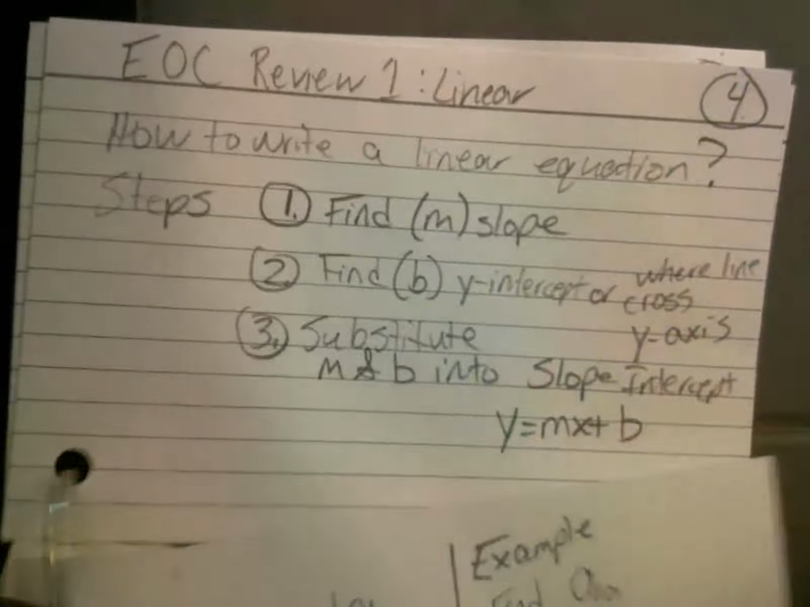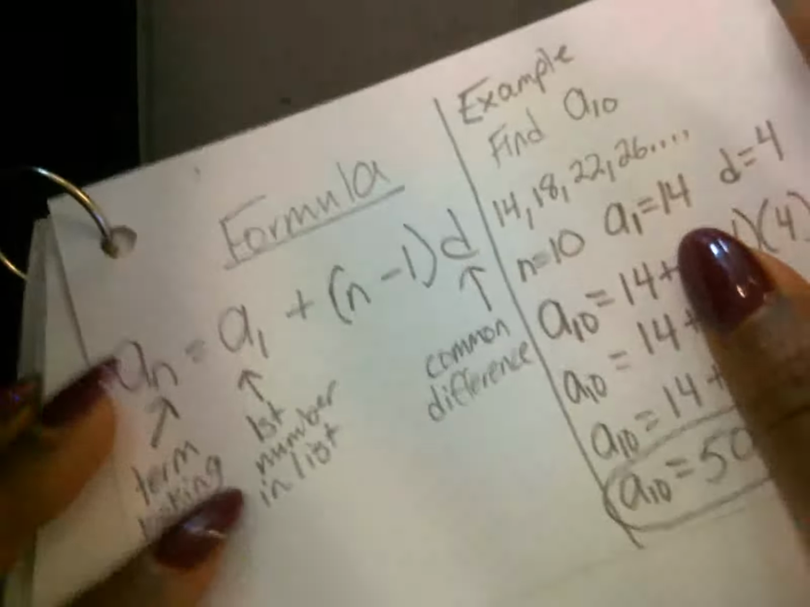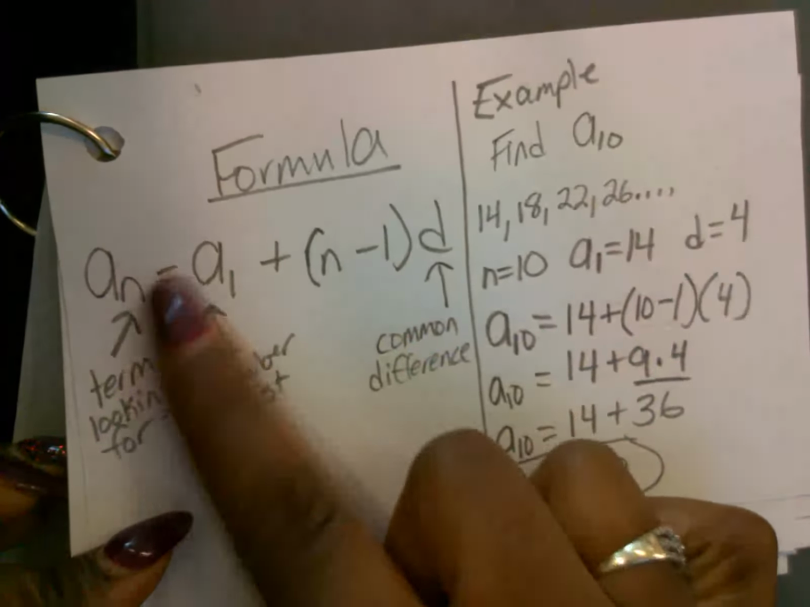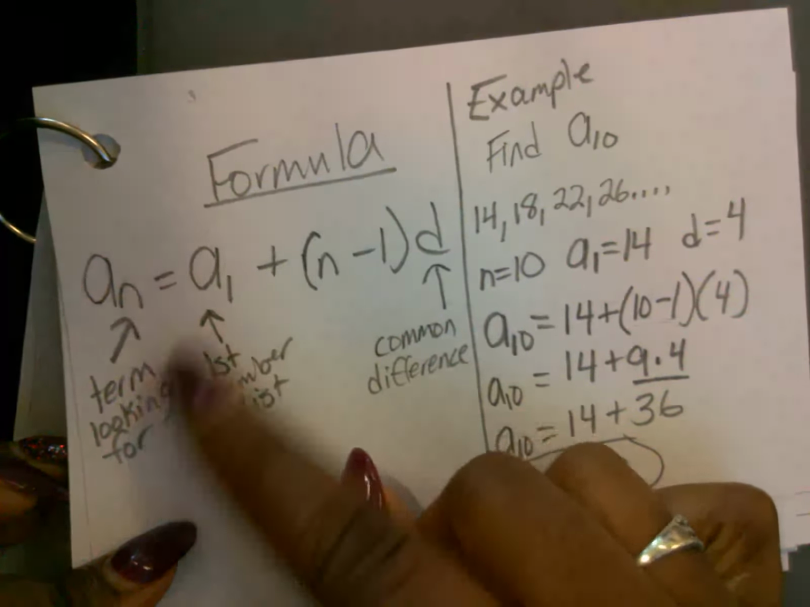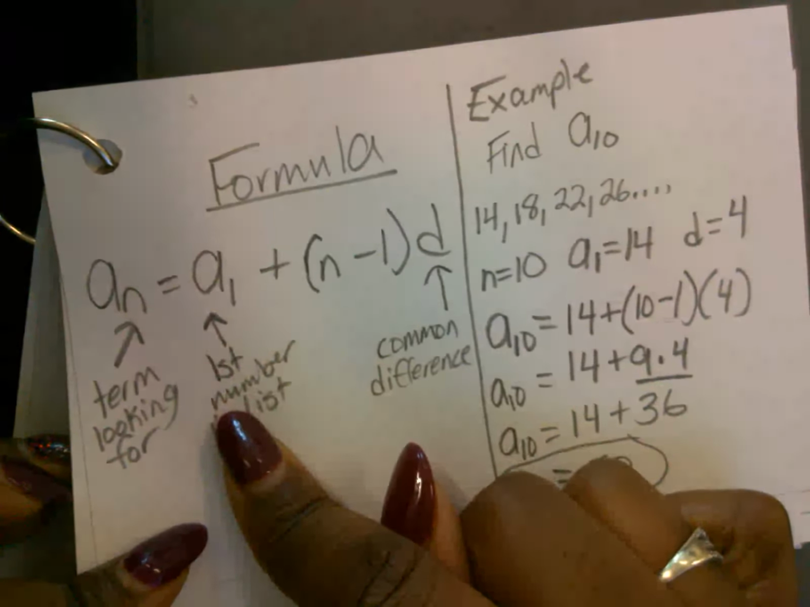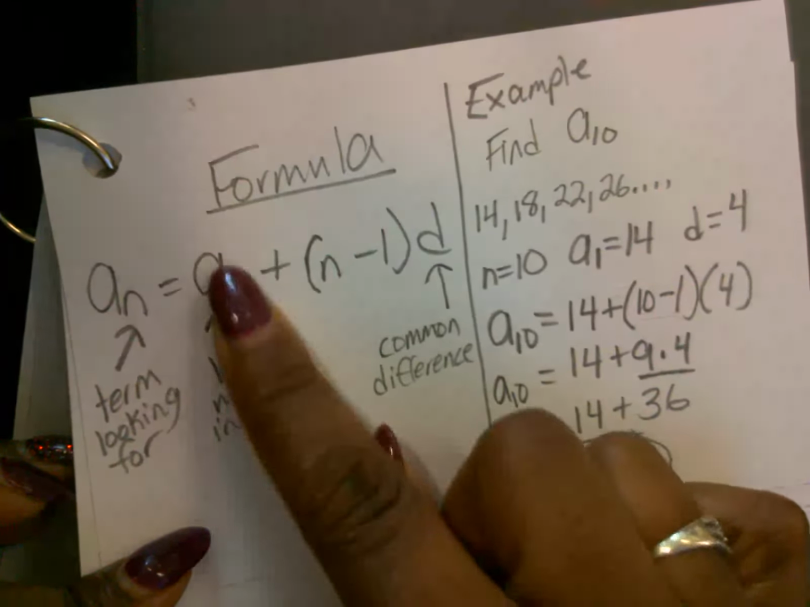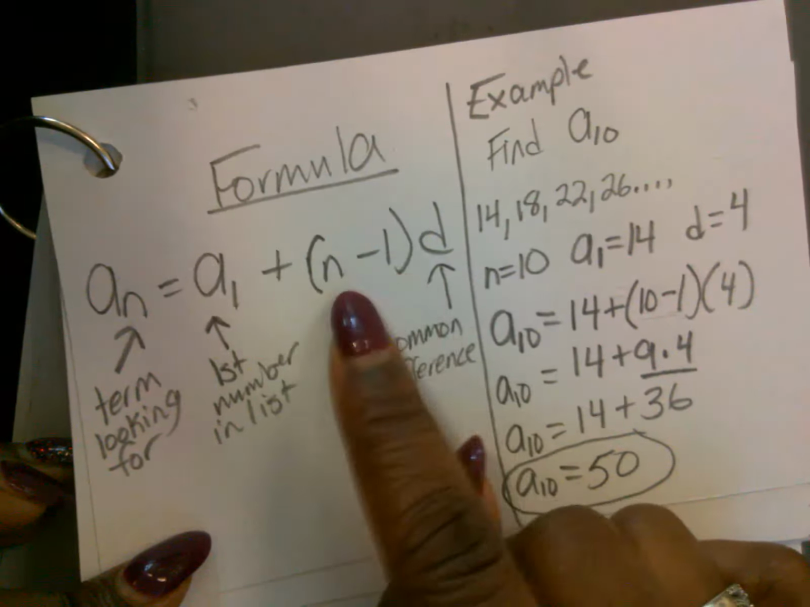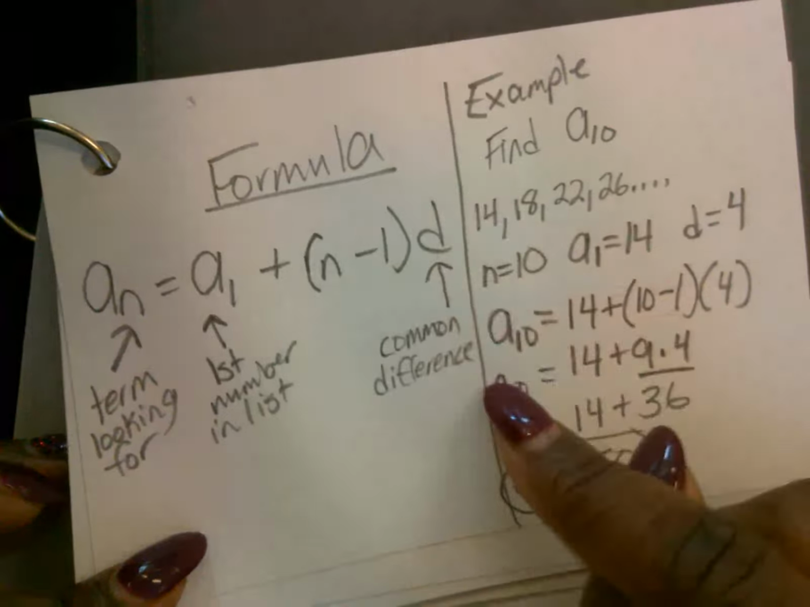The formula for an arithmetic sequence is here: a sub n, where n is the number that you're looking for. A sub 1 is the first number in the list. N again is the number that you're looking for. The n minus 1 is part of the formula, and d is your common difference.